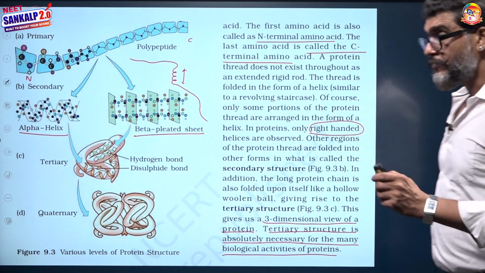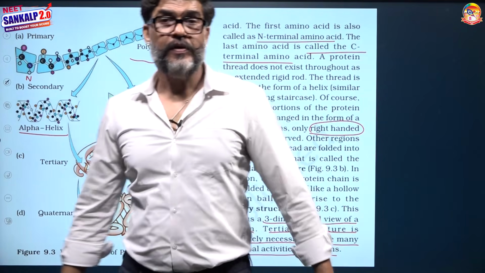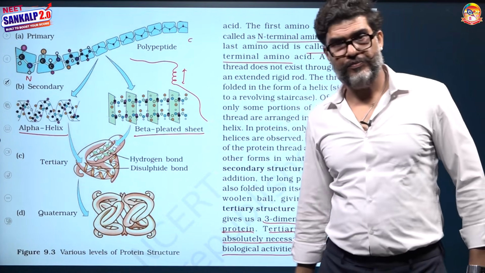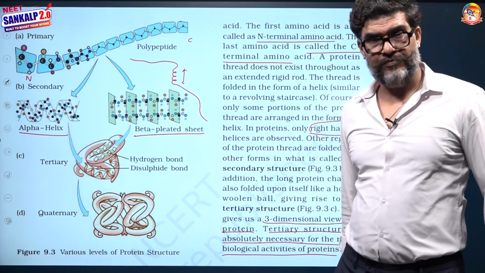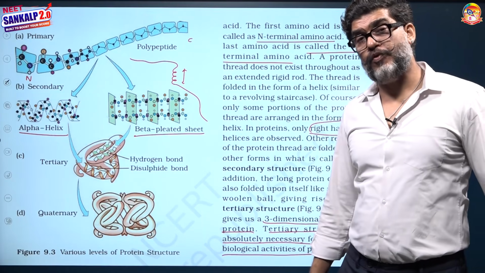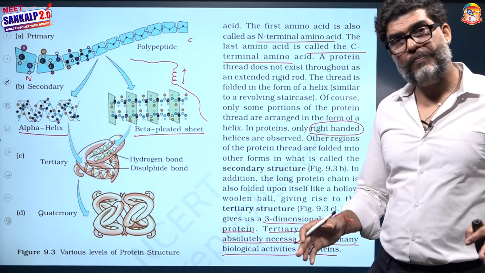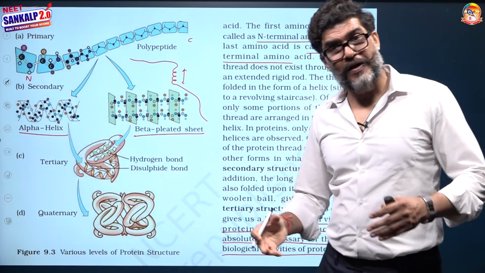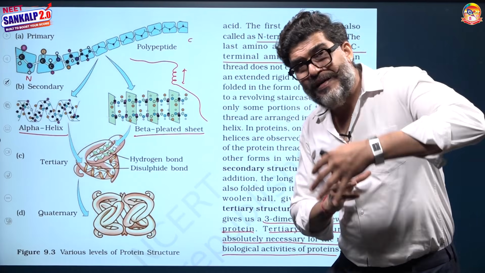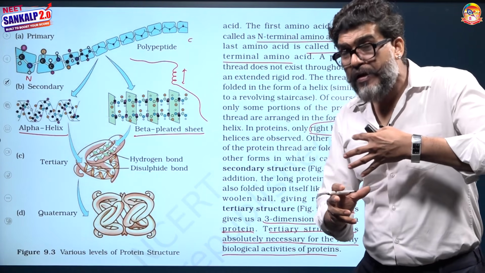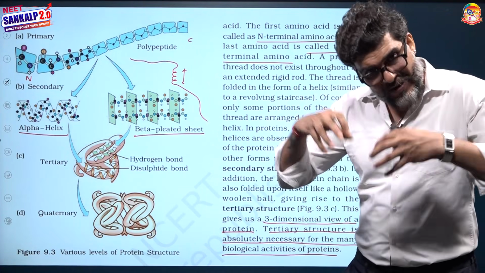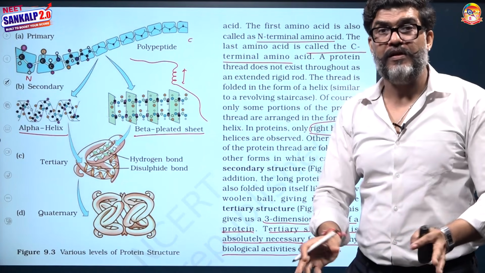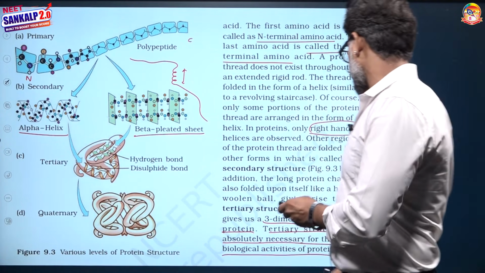Whenever any protein has a higher molecular weight, more than 100 Dalton, you know what happens? More than one polypeptide chain participates. When more than one polypeptide chain participates, in what geometric manner, in what spatial manner they remain arranged, that geometric arrangement is known as quaternary structure.